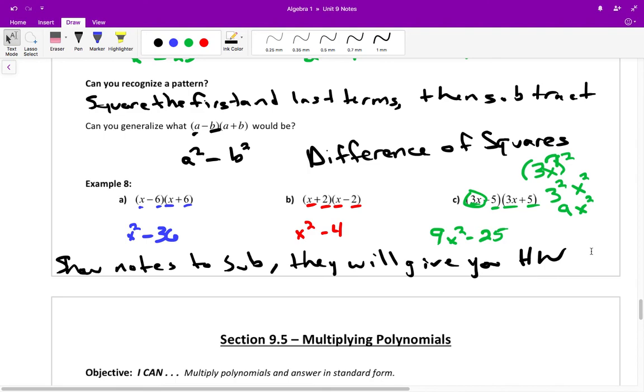All right, so sub will have your homework. Make sure to show them your notes here that you just finished, and they will give that to you. Homework answer keys are on Schoology so you can check your answers, as well as check your notes in case you missed anything.